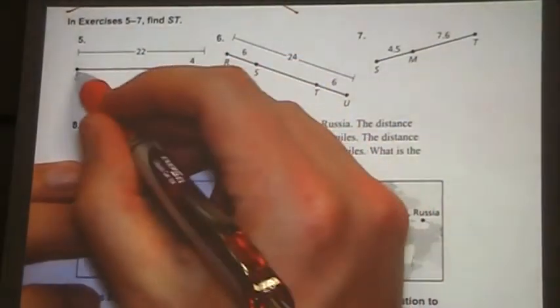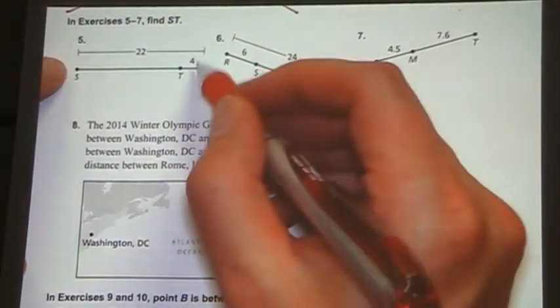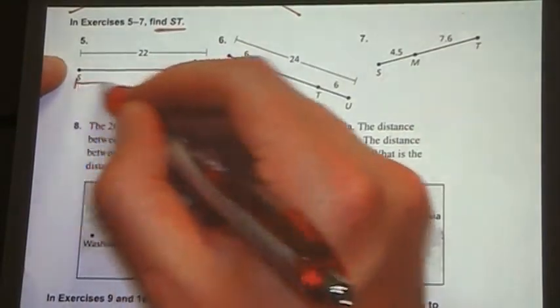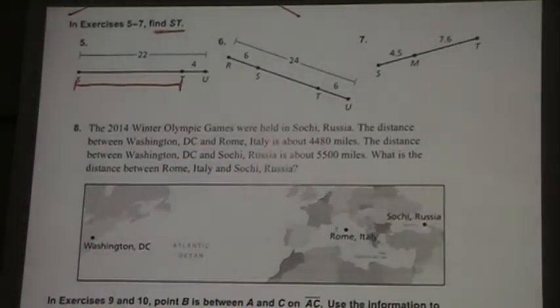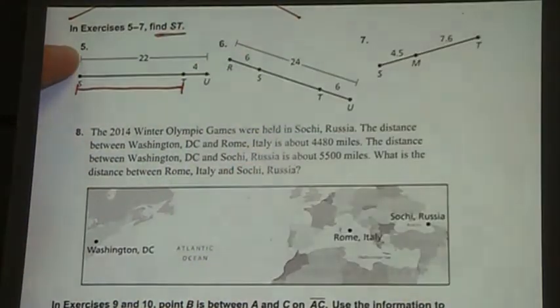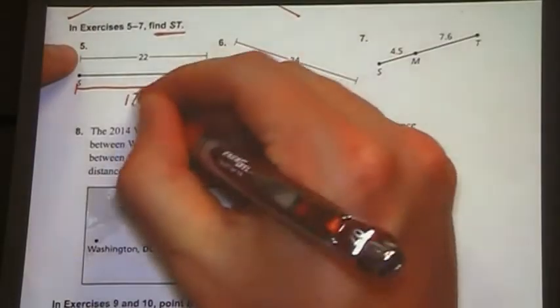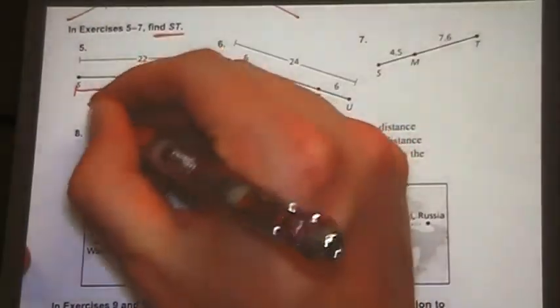So we have a whole segment that's 22, and then we have a section that's a 4, and it says find ST. Well, ST is this section here. Any guesses how we might figure that out? Well, if the whole section is 22, and we take away this section, what's left? Take away, that's subtract. 22 minus 4 would be 18. So we say ST equals 18.